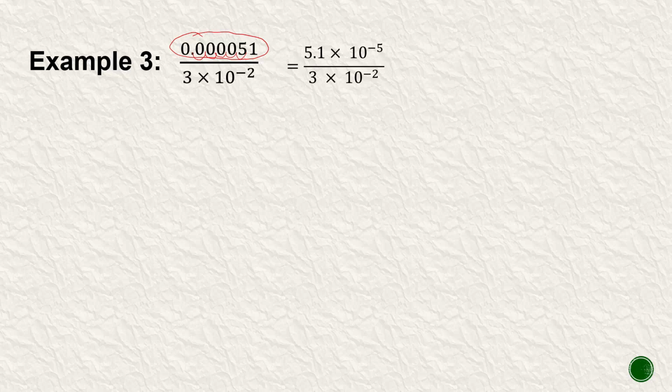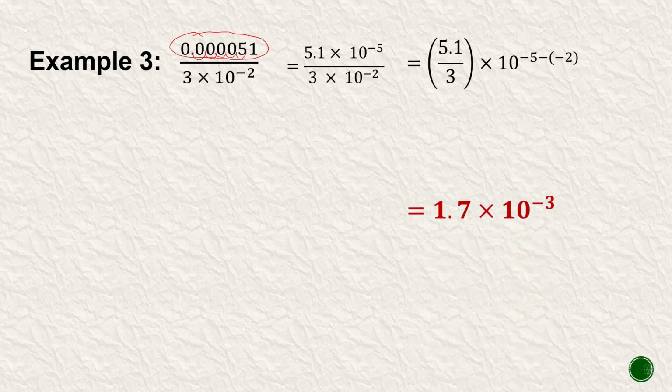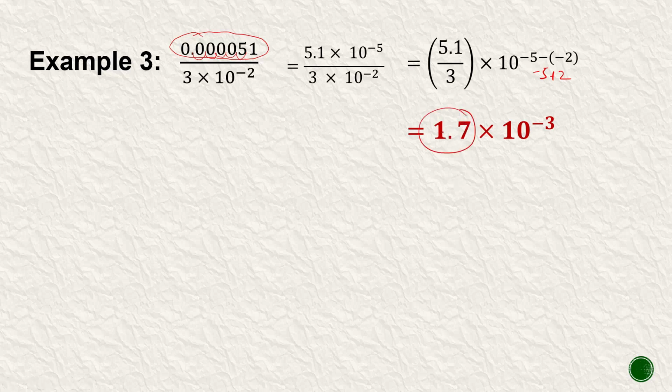And then we will divide 5.1 and 3. So 5.1 divided by 3 times 10 raised to negative 5 minus negative 2. 5.1 divided by 3 is 1.7. Negative 5 minus negative 2, so let's keep change: negative 5 plus 2. That's why it's negative 3. Here we will not be doing any adjustment because that's 1.7, so it's from 1 to 9. The only time we will do some adjustment with the decimal point is if it's outside 1 to 9.